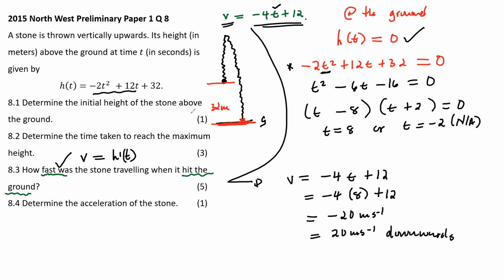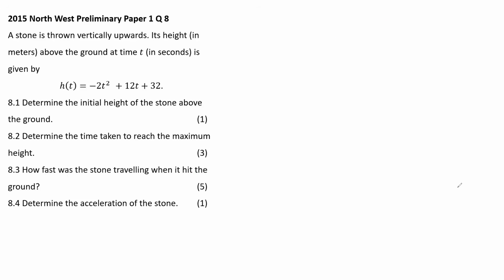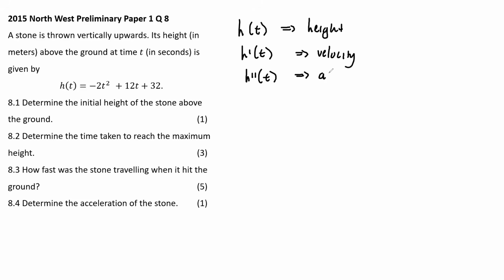I'm ready for my next one. (8.4) Determine the acceleration of the stone. Now, I want to write what I was saying quickly, but just this part. H of t, that's the height. Derivative of h of t, that's the velocity. Second derivative of h of t, that's actually acceleration.